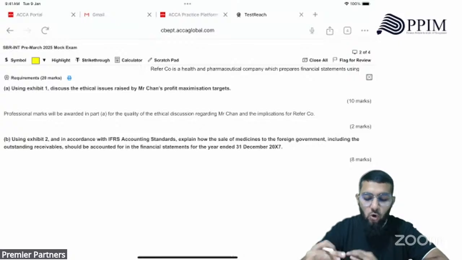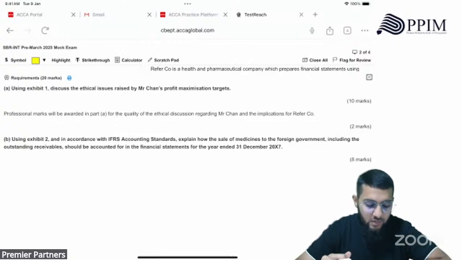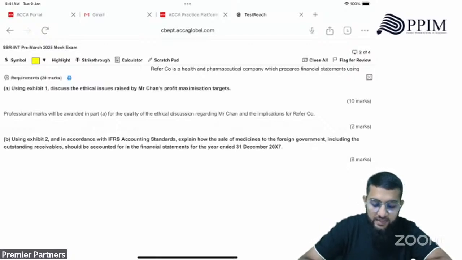So make sure all your answers are professionally written. But for this, we are specifically getting 2 professional skills marks, right? For exhibit A. Yeah. And or requirement A. Requirement B says using exhibit 2 in accordance with IFRS accounting standards. So that's an ethical implication. This is an accounting implication.